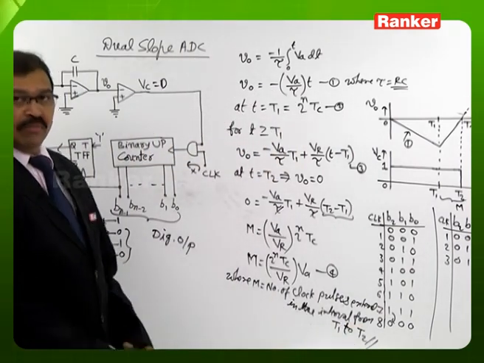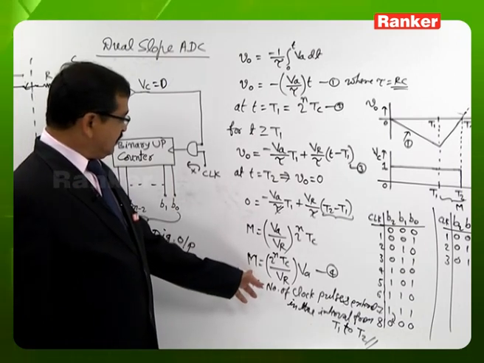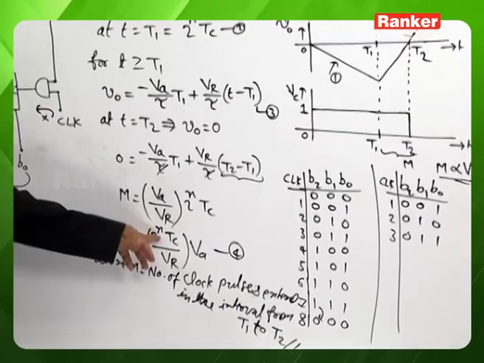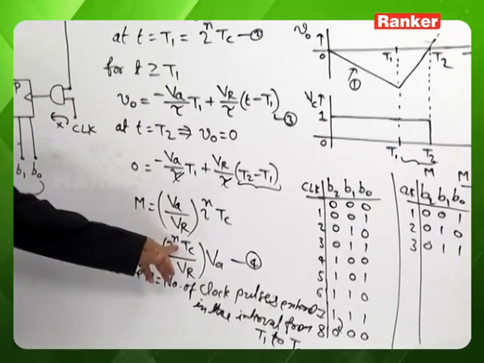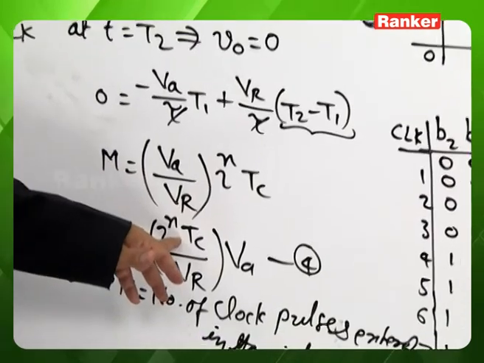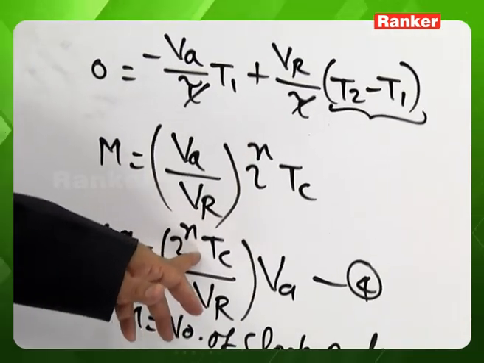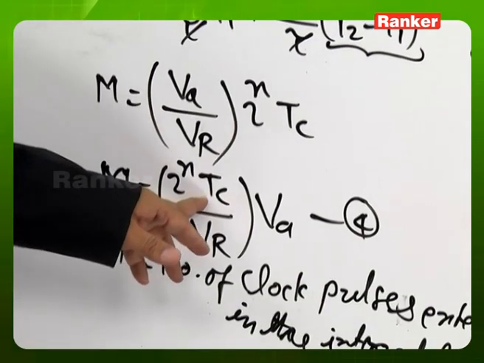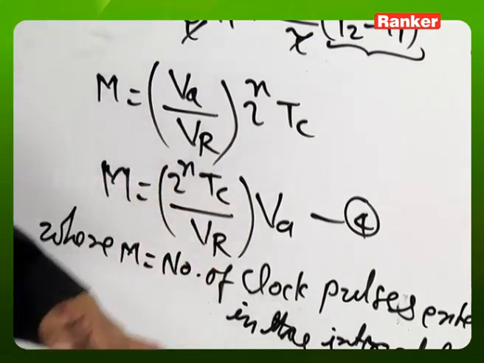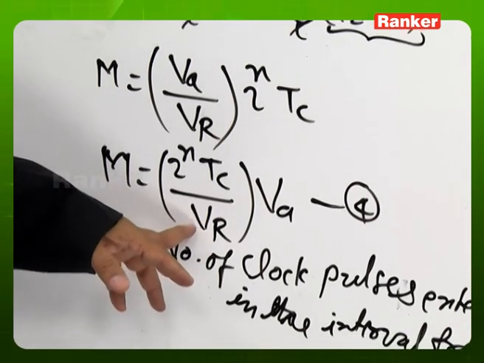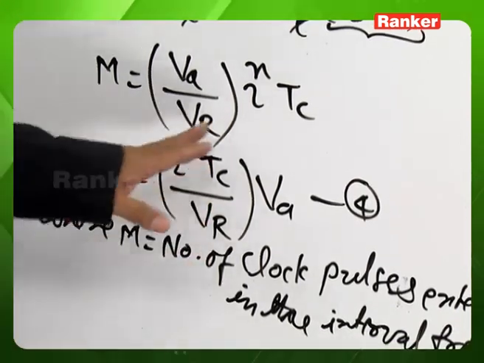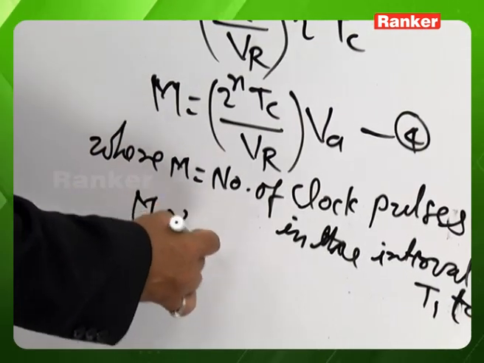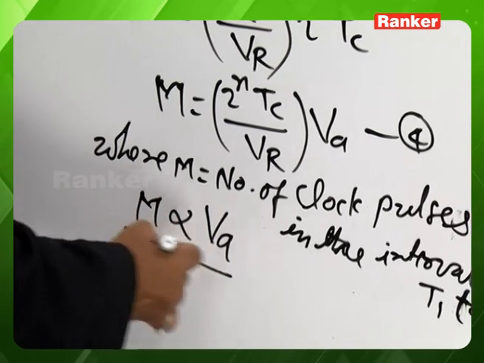So the number of clock pulses entered in the time interval T1 to T2 is M, and we are able to look here 2 to the power of N is a constant for a given analog to digital converter based on the size. If it is 3-bit, it becomes 8. The 4-bit, it becomes 16, and so on. Tc, the clock time period, is a constant, and the reference voltage we are using is also constant. This total thing is a constant, so that we are able to look here M is proportional to VA.